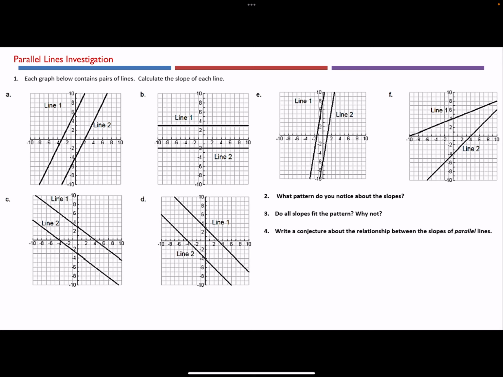So it says each graph below contains pairs of lines. We want you to calculate the slope of each line. So you have like 1, 2, 3, 4, 5, 6 graphs. But on each graph, you have 2 different lines. So ultimately, you're going to be calculating the slope of 12 lines. And remember, to find the slope of a line from a graph, you can just pick 2 points on the line and count rise over run. So m is equal to rise over run. And that's what I want you to do today.